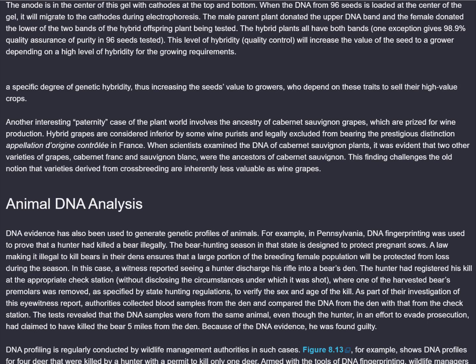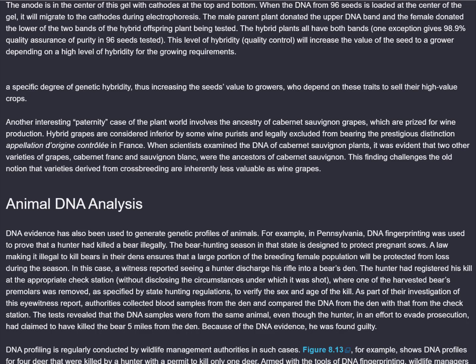The anode is in the center of this gel with cathodes at the top and bottom. When the DNA from 96 seeds is loaded at the center of the gel, it will migrate to the cathodes during electrophoresis. The male parent plant donated the upper DNA band and the female donated the lower of the two bands of the hybrid offspring plant being tested. The hybrid plants all have both bands. One exception gives 98.9% quality assurance of purity in 96 seeds tested.